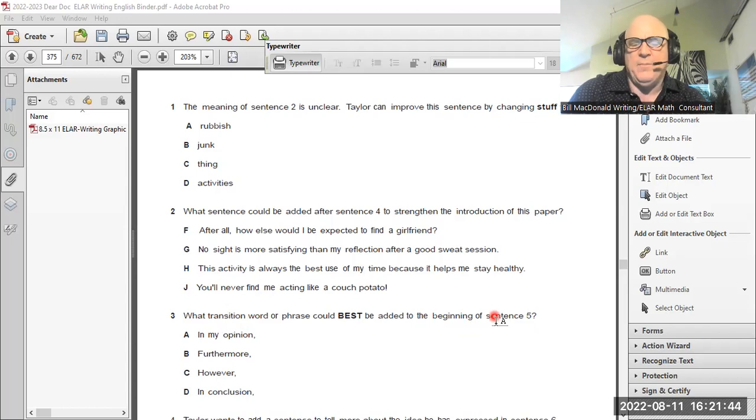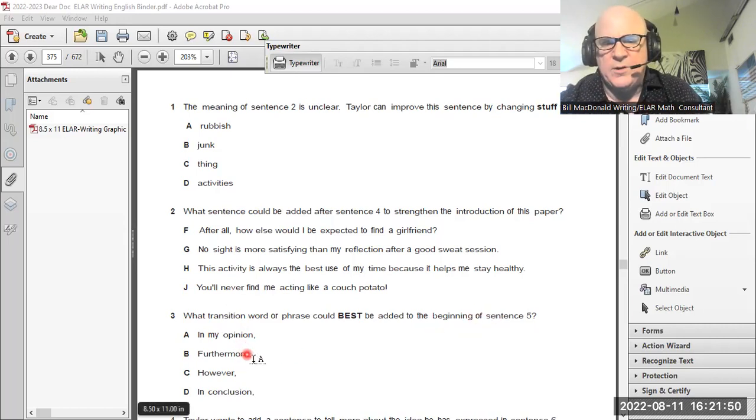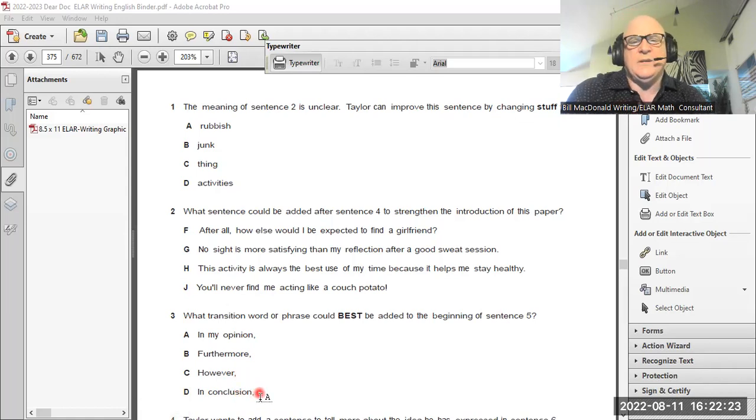Furthermore, which means I'm going to tell you more about something, and that could be one, but what I want you to realize is whenever you're starting a paragraph and you're sharing the first idea with somebody, furthermore might not be the word that you would use at the beginning. It might be something that would be in the middle or towards the end of a paragraph. So we're going to see if however, meaning the opposite, could be appropriate, or in conclusion. You would use in conclusion if you're concluding the passage.